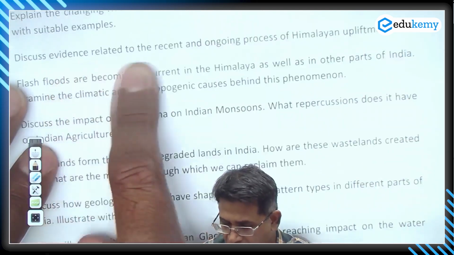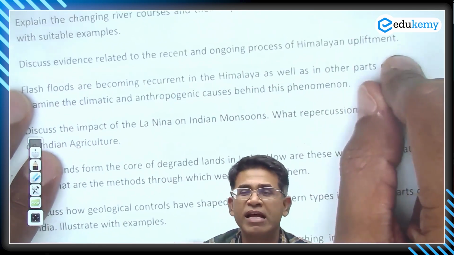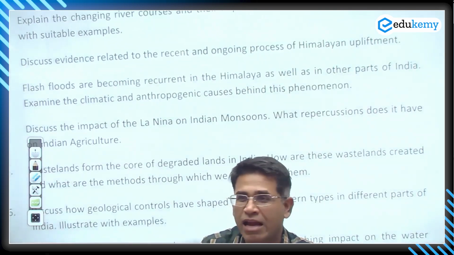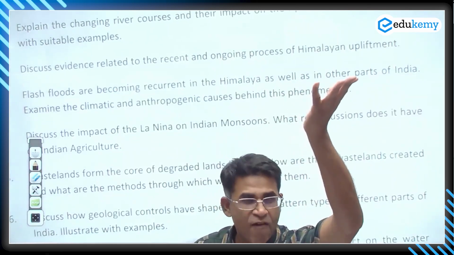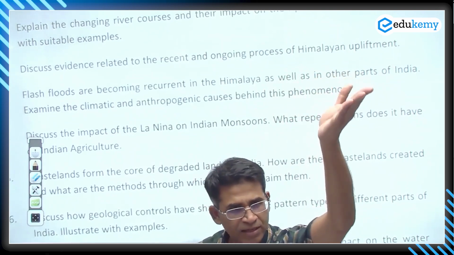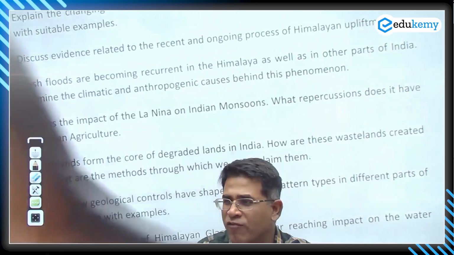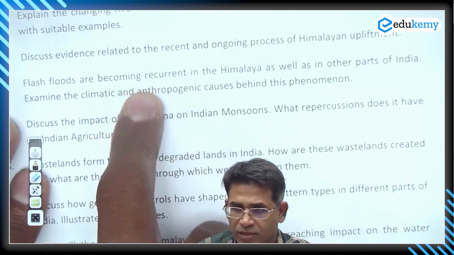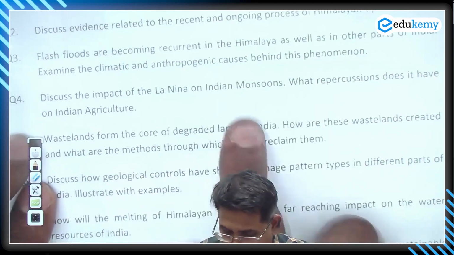Evidence of the ongoing process of Himalayan upliftment. How do we know Himalayas are still uplifting? Okay, because of earthquakes, because there are active faults, because there are uplifted dry lakes. We find Pleistocene life forms at higher heights. Take straight questions. Flash floods in Himalayas. Okay, so GLOF and the rest is about channel morphology, about moraine dams, GLOF and all of that. La Nina आप छोड़ सकते हो because it's about the climate part.